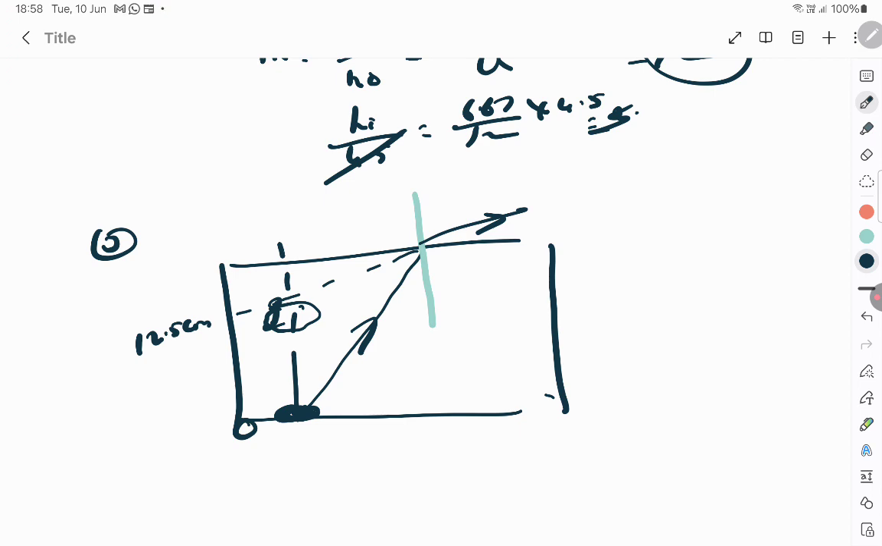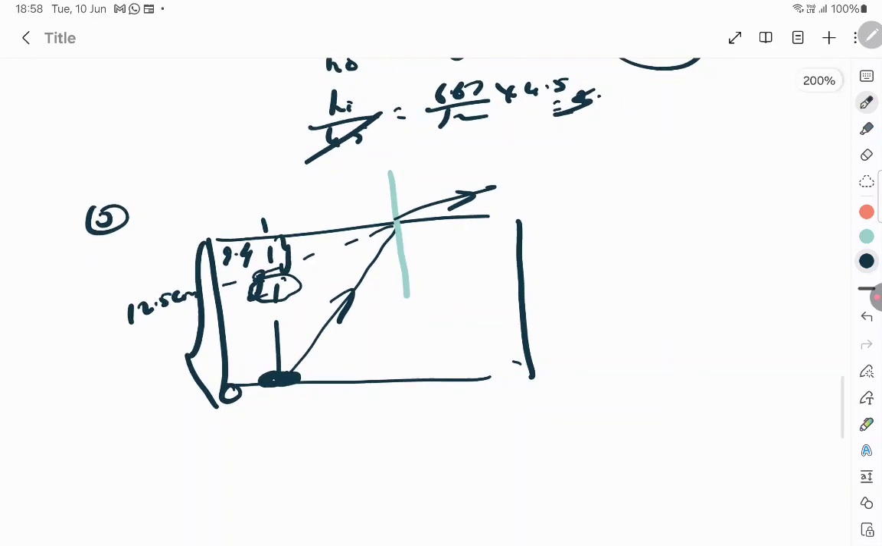The apparent depth of the needle lying at the bottom of the tank is measured by a microscope to be 9.4. Apparent depth is 9.4. The actual depth is 12.5. What is the refractive index? Refractive index is given by the formula real depth by apparent depth.